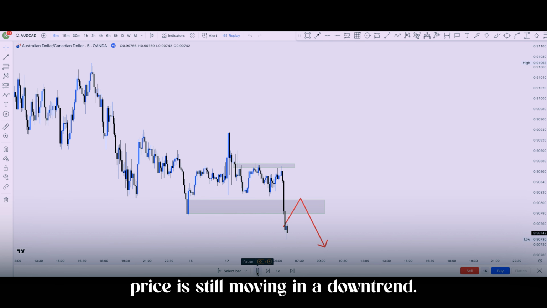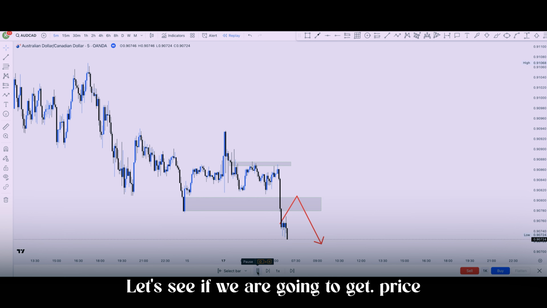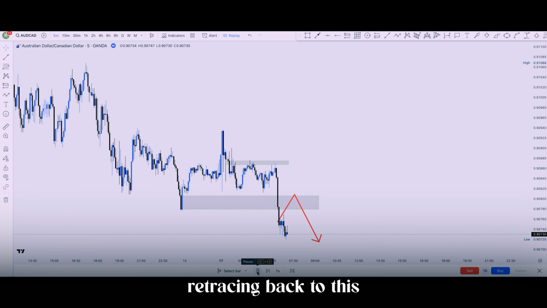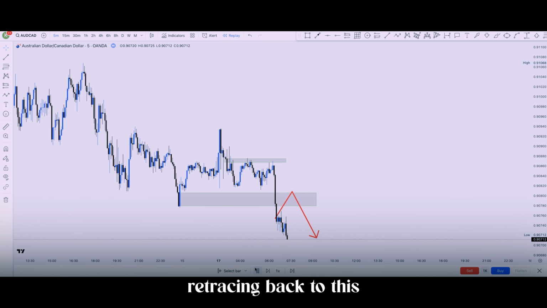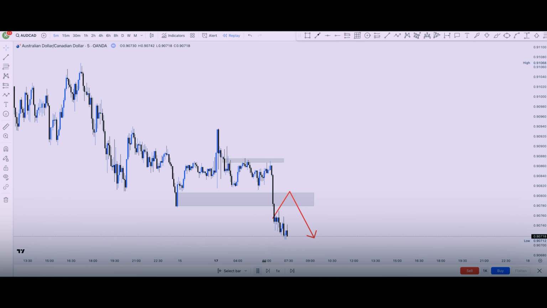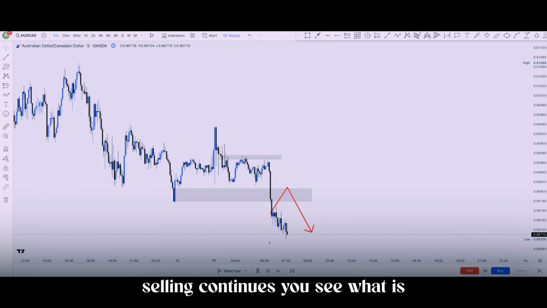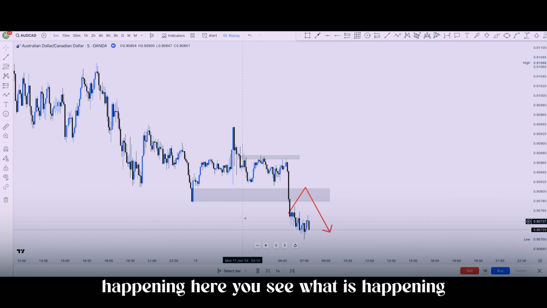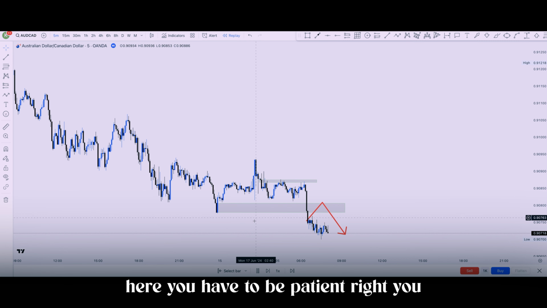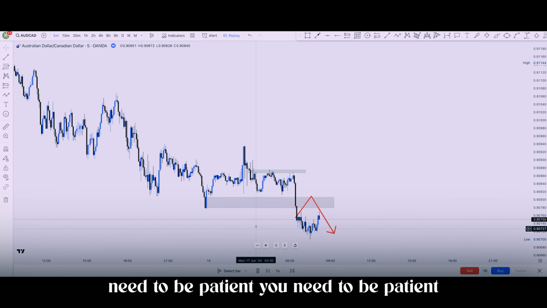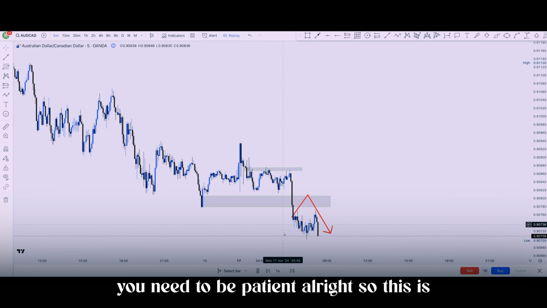You see price is still moving in a downtrend. Let's see if we are going to get price retracing back to this point before the selling continues. You see what is happening here? You have to be patient, right? You need to be patient.